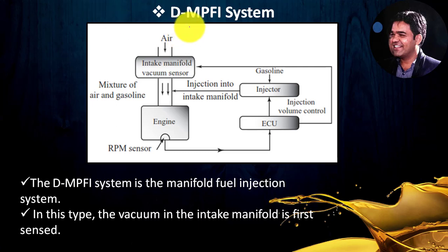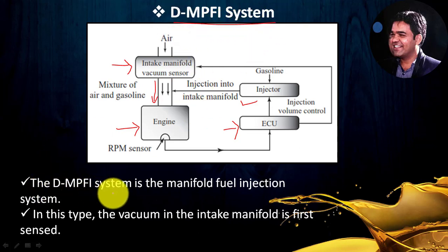D-MPFI system is shown as a line diagram here. This block indicates the engine. This is our intake manifold vacuum sensor, and you can consider this the intake manifold. This block indicates the injector module. This is our ECU, electronic control unit. This line diagram indicates the flow of control in this particular D-MPFI system.